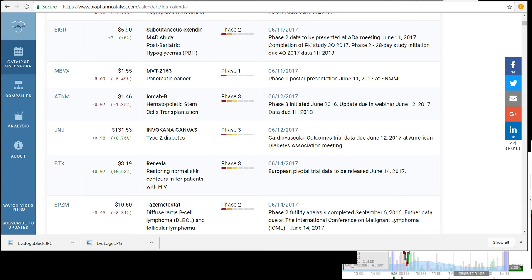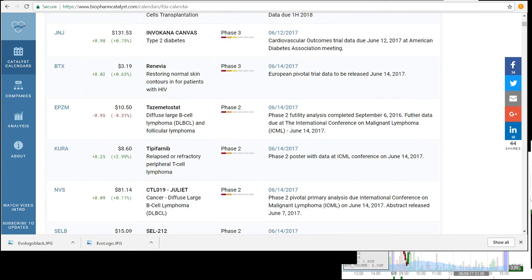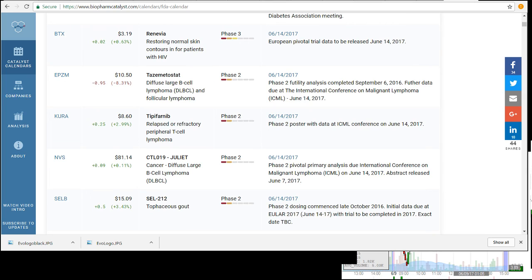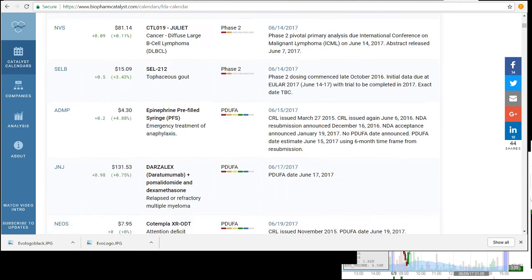AT&M watch list for Monday. BTX watch list for Monday. Cura, this one I believe ran from $4 or so. So that's definitely a watch list for this week. A couple other ones, ADMP. I've got all these on the watch list.